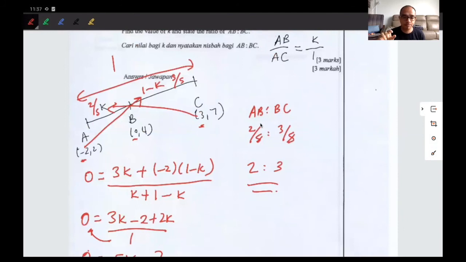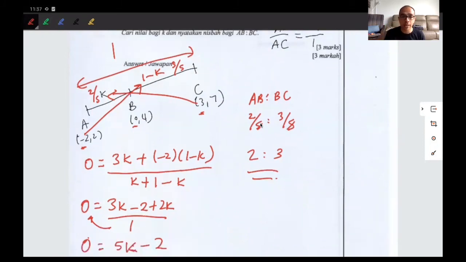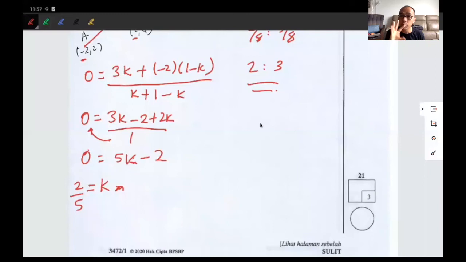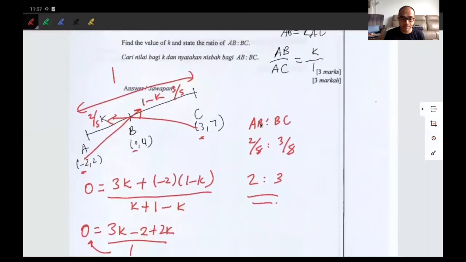If you are referring to a marking scheme, I don't know which set of answers you're looking at, but there is a set of answers yang jawapan ini dia bagi salah. 2 to 3 is correct, but the value of K is not 5, K is 2 over 5. Be very careful with this.